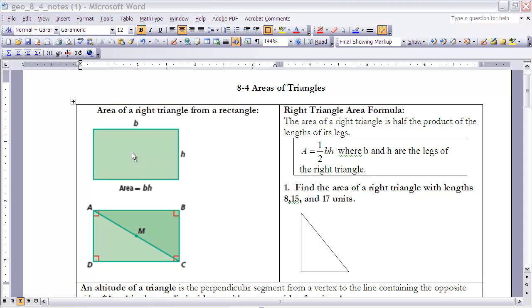Now, if I take that rectangle and draw in one of its diagonals, it splits that rectangle into two congruent triangles. And since they're congruent triangles, we know that they have to have the same area. Therefore, the area of a right triangle must be exactly half of the area of the rectangle. So that's how we're coming up with our formula for the area of a right triangle. The area is equal to 1/2 the base times the height, where the base and the height are the legs of that right triangle.